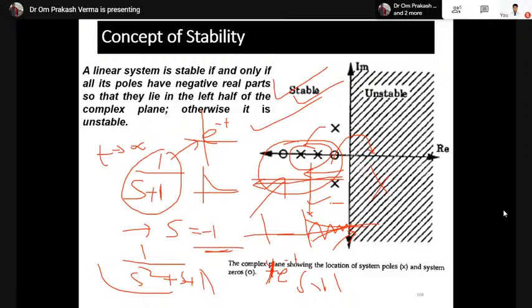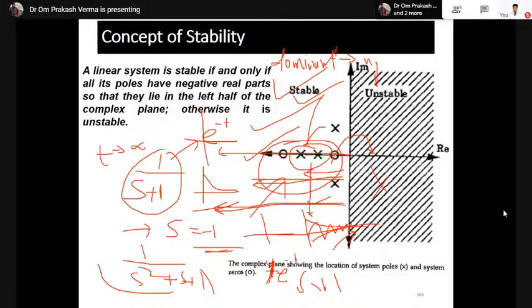It means if the poles are lying far from the origin on the left-hand side, the system is most stable. Okay. So one concept written in the book is the dominant pole. The dominant pole concept is written in the Nagrath and M. Gopal book.